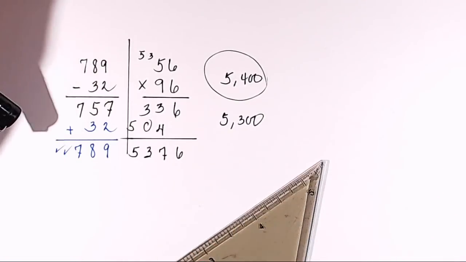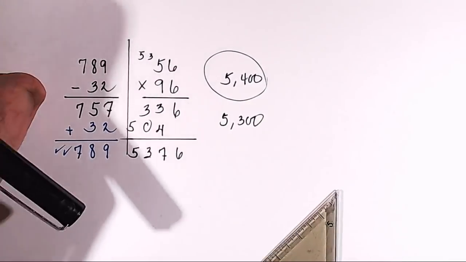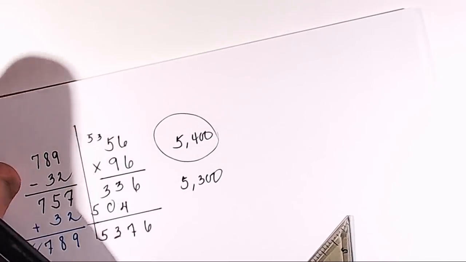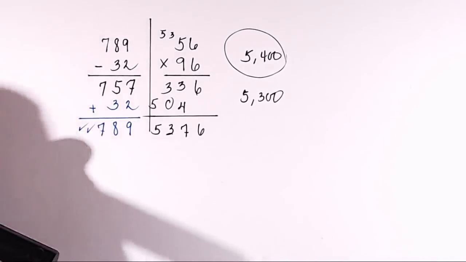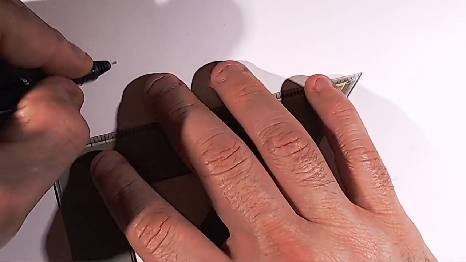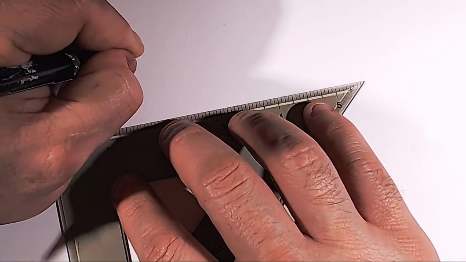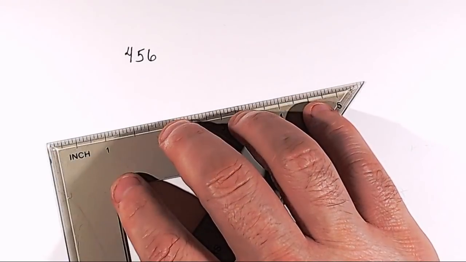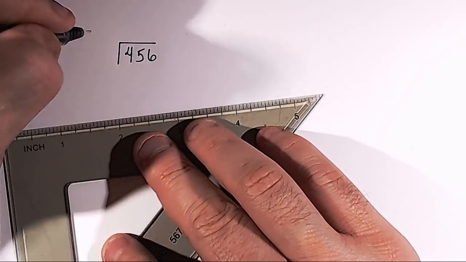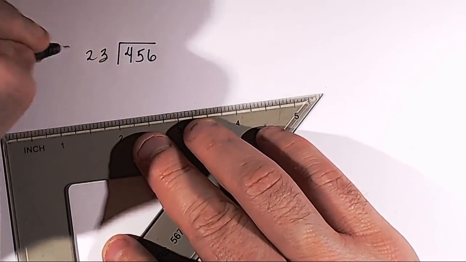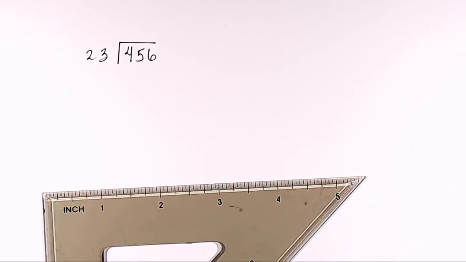Okay, the next question asks us to take the quotient of 456 and 23. Let me just create a little bit more room here. So 456 divided by 23. Okay.